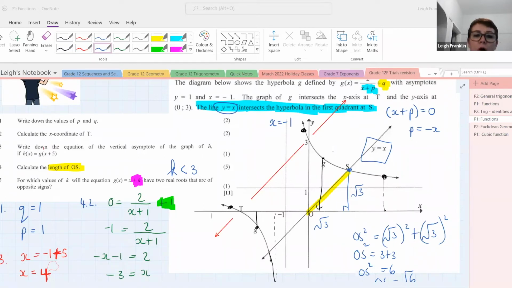This is only out of 1 mark. This is a difficult application type question, and it's not the sort of thing that we really need to worry about. It's 1 mark. As long as we can do the other things, then we're okay.